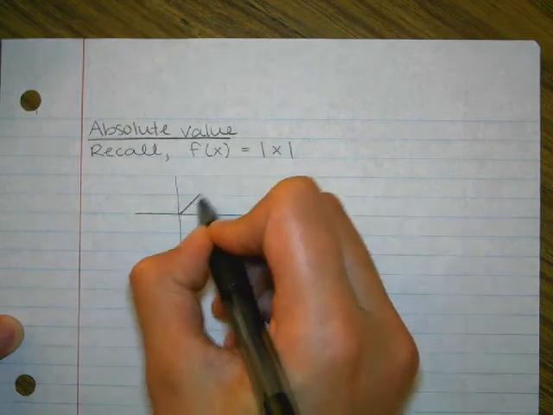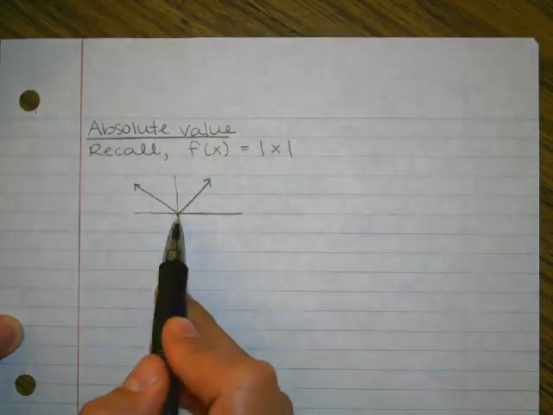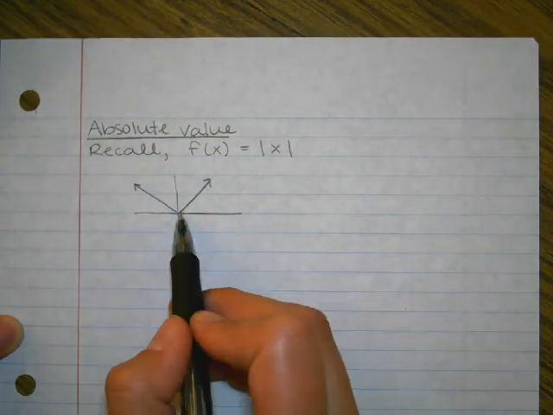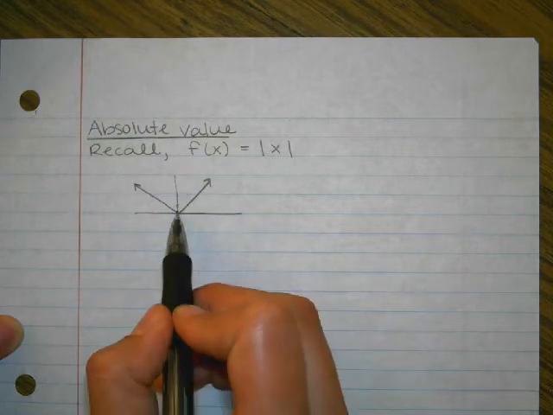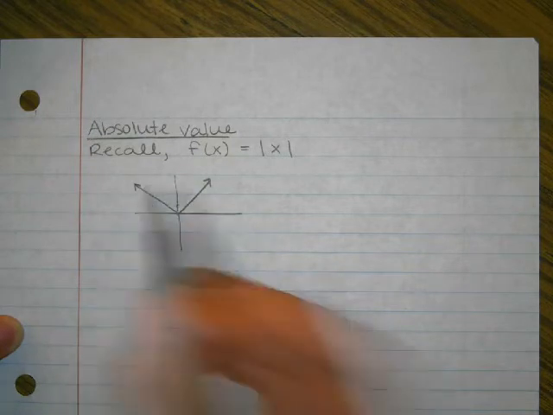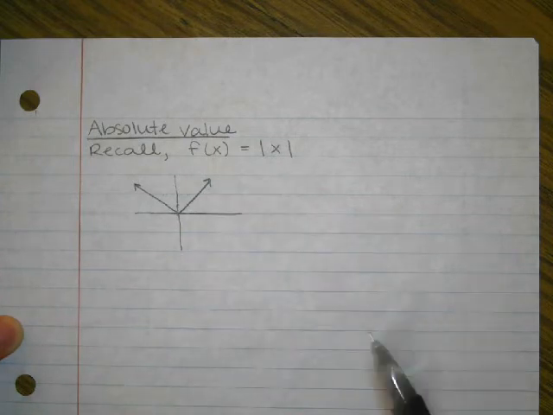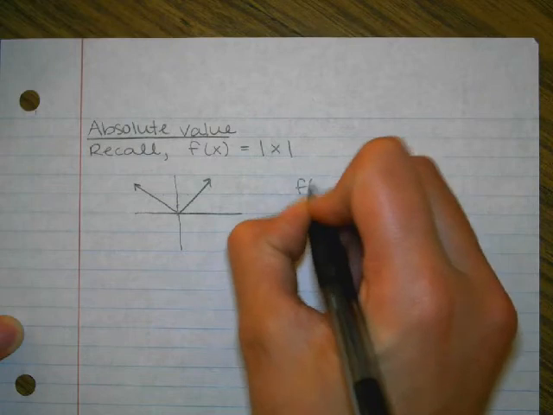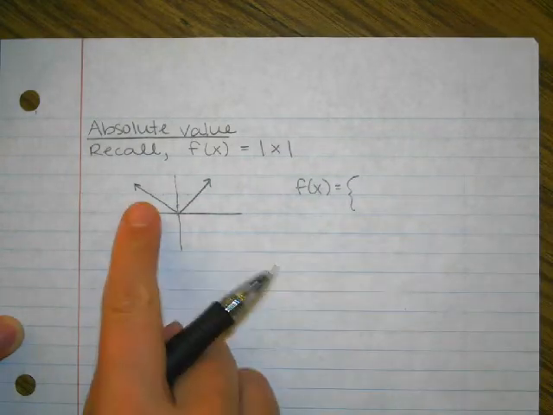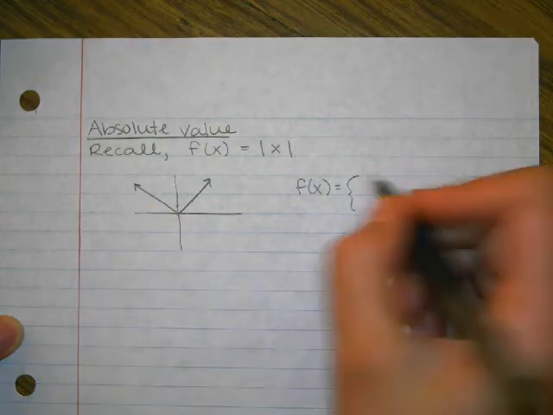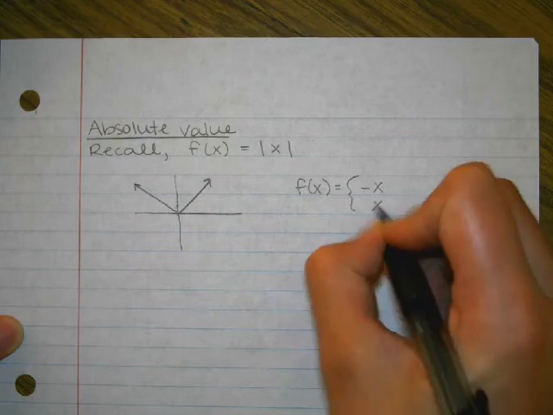If you guys remember absolute value functions, they typically start at the point 0, 0, and they go up 1 to the right 1, up 1 to the right 1, and up 1, left 1, up 1, left 1. So if I want to not call this an absolute value function, if I want to rewrite this as a piecewise function, I can do so. I just have to look at it as the left side of the function, which would be negative x, and the right side of the function, which is positive x.